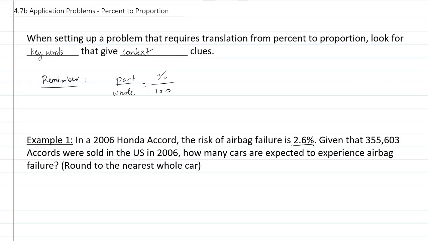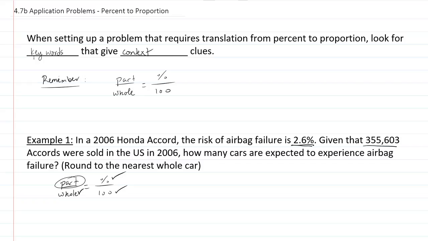Let's go ahead and write our proportion we're trying to set up. Part over whole equals percent over 100. So let's mark our givens. So we're given a percentage. We always have 100. We know what that is. We're given the total number of Accords sold in the US. So that's the whole number of Accords that were sold. So what are we looking for? We're looking for the part. That's the only thing that's missing.